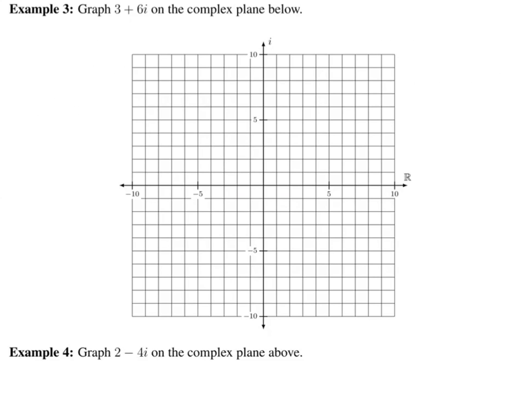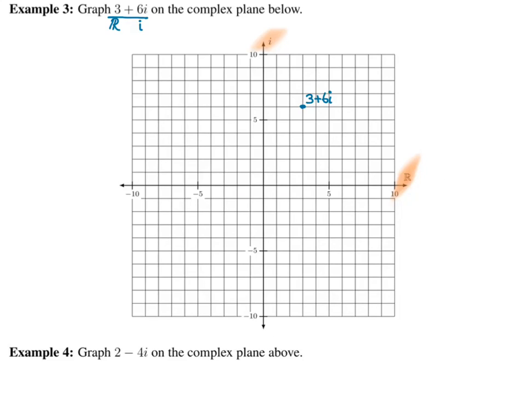So, for example, graph 3 plus 6i. Okay, you're like, that's a number. But now I have a grid. Notice the axes have changed. Instead of x and y axes, we're talking about r and i axes for real and imaginary numbers. Knowing that, 3 plus 6i means you go over 3 on the real axis and up 6 on the i axis, and so dot, 3 plus 6i's right there.